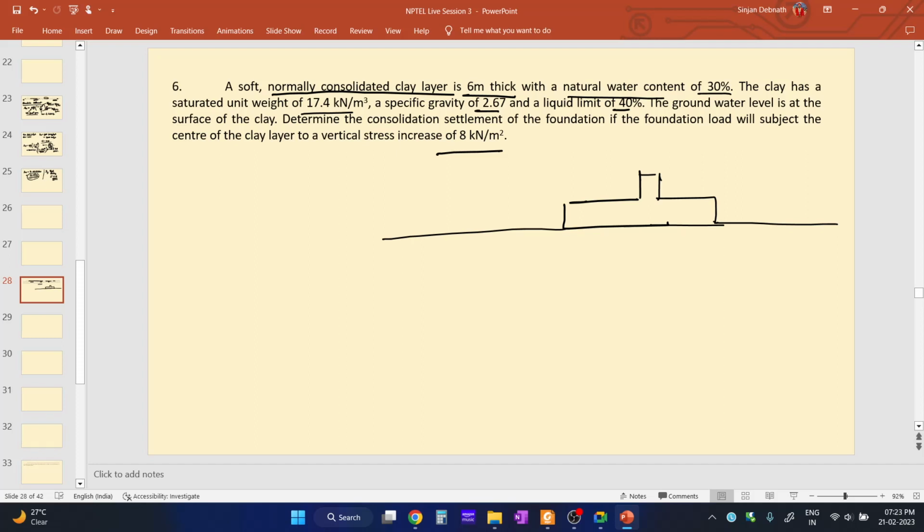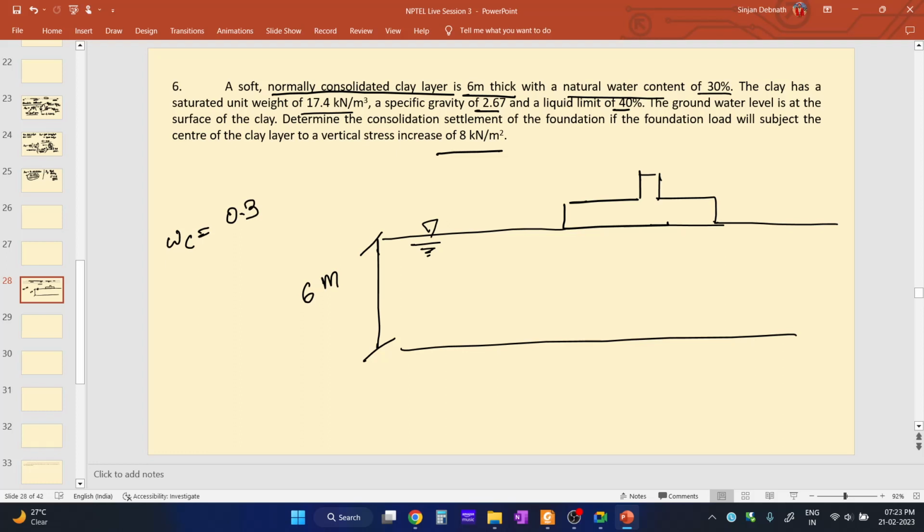and it is mentioned over here that the groundwater level is at the surface of the clay. This one is the groundwater level, and the clay layer is 6 meter thick. The natural water content is 30%, WC is 0.3. The clay has a saturated unit weight of 17.4, that is gamma sat is equal to 17.4 kilonewton per meter cube.